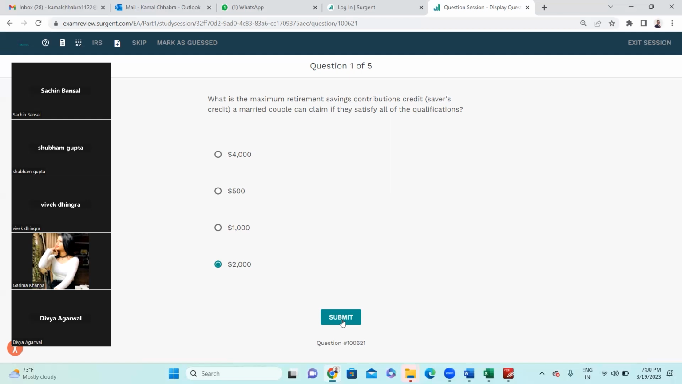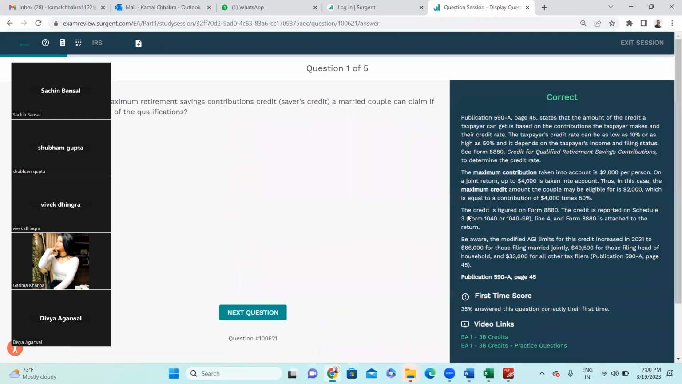Yes, Garima, why fourth option? It's very easy, na? We just stop talking. Oh my God, it's very difficult to teach virtually.